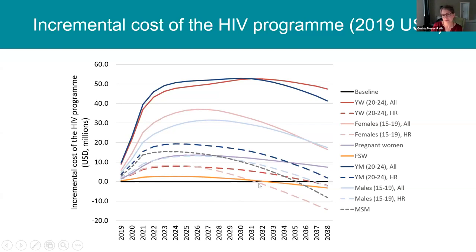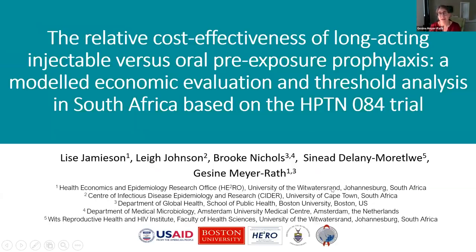However, there's a couple of targeting options, in particular to adolescent girls, especially if it's targeted, as well as to female sex workers, where over the next 10 to 15 years, we would see a reduction in annual costs in the entire HIV program, which would then further out lead to cost savings. How does this change if we look at injectable rather than oral PrEP?